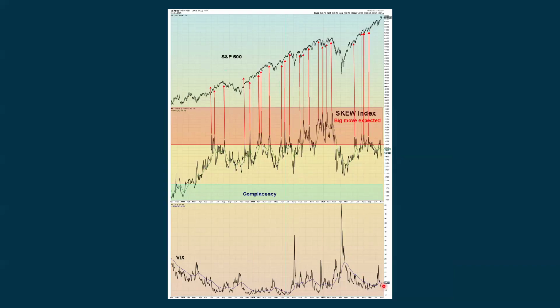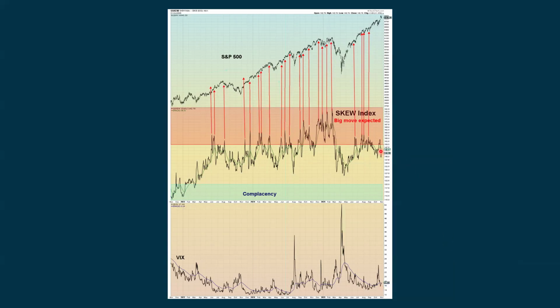And then the SKEW index, which is a variation of the VIX, where the VIX uses at-the-money options. Wherever the S&P is at any given time, the options that are closest to the current price, those are called at-the-money options. Well, the SKEW index uses out-of-the-money options, options that are above and below, either calls or puts, based on the S&P 500 itself.